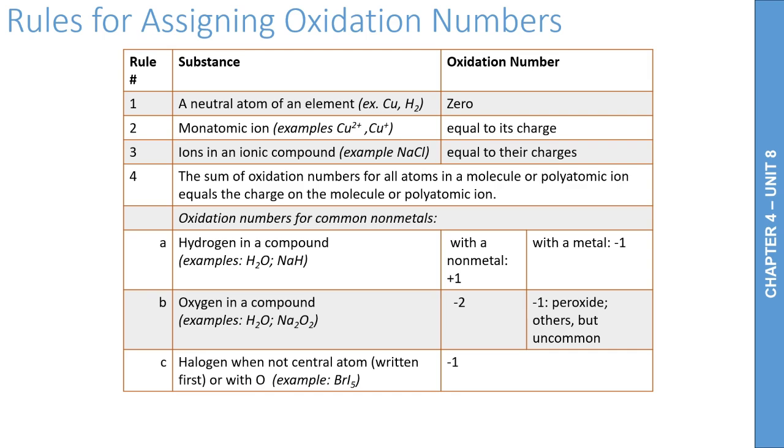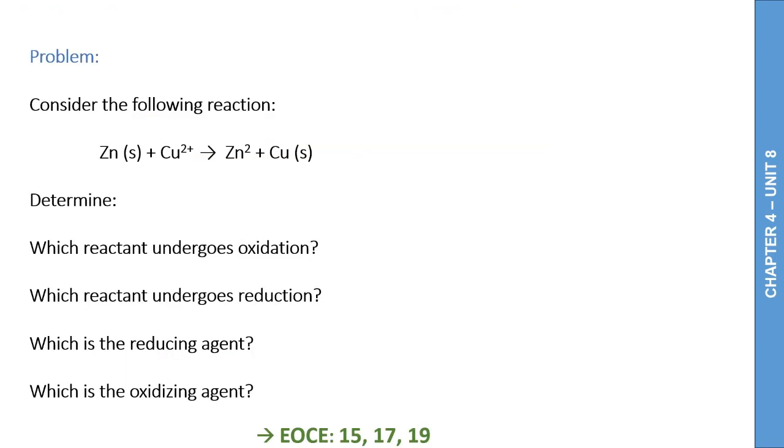Okay, so those are the main rules that you need to pay attention to in order to assign oxidation numbers. I think the best thing here is practice. If you practice, you're going to understand better. First, let's go to this problem asking which reactant undergoes oxidation. We need to know the rules to assign the oxidation numbers.